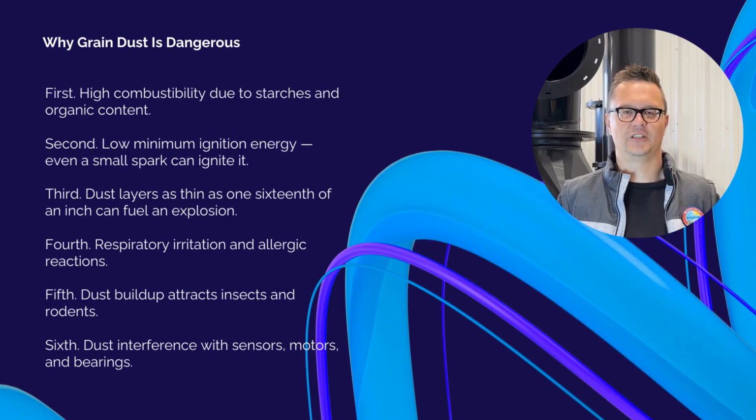Why grain dust is dangerous. Grain dust hazards include: first, high combustibility due to starches and organic content. Second, low minimum ignition energy. Even a small spark can ignite it. Third, dust layers as thin as 1/16 of an inch can fuel an explosion. Fourth, respiratory irritation and allergic reactions. Fifth, dust buildup attracts insects and rodents. Sixth, dust interference with sensors, motors, and bearings. Agricultural dust is responsible for some of the most severe industrial explosions in North America.